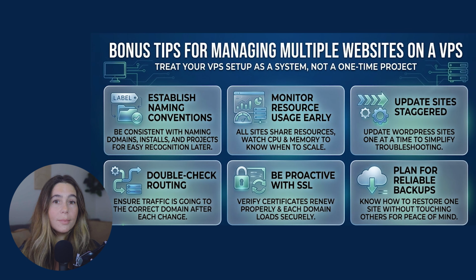Another useful tip is to update WordPress sites one at a time instead of all at once. When you're hosting multiple sites on the same server, batch updates can feel efficient, but they can also make troubleshooting so much harder. If something breaks, it's much easier to know where the issue came from when changes are staggered.